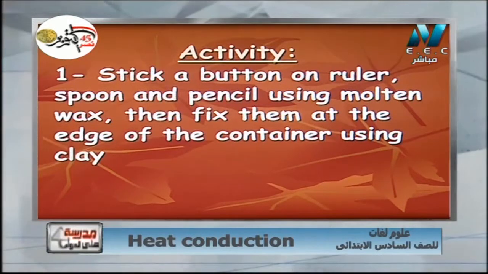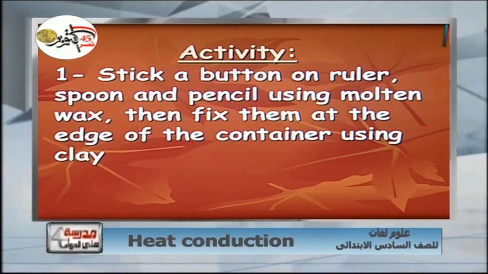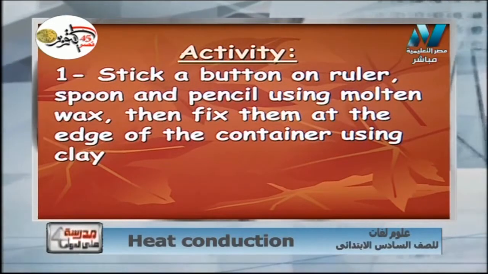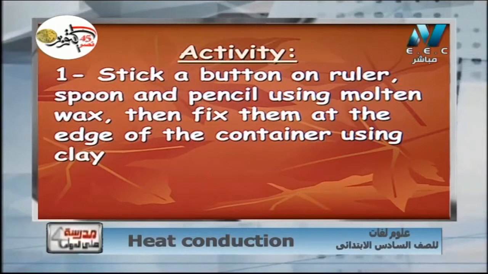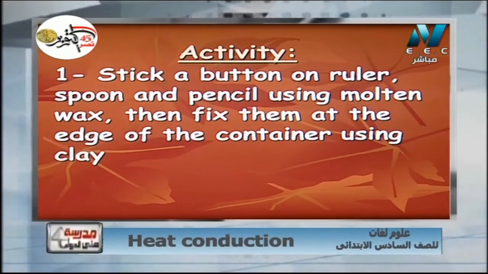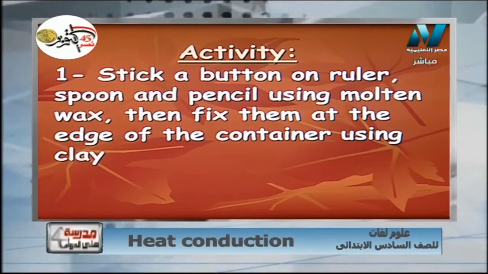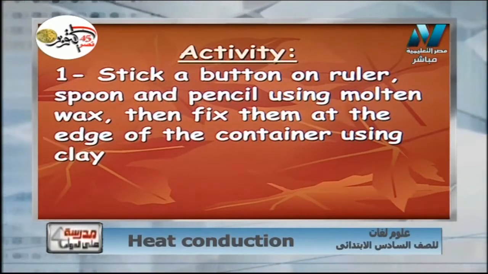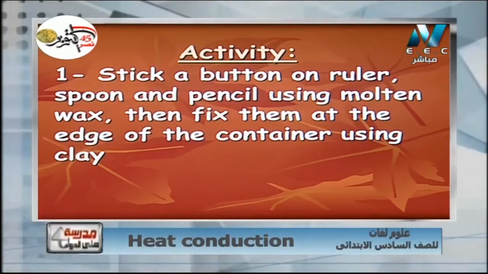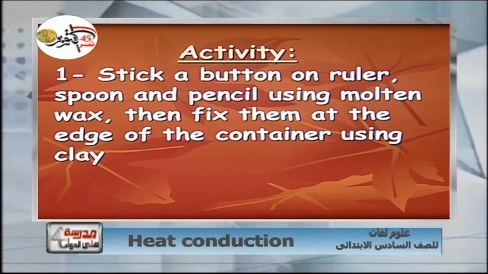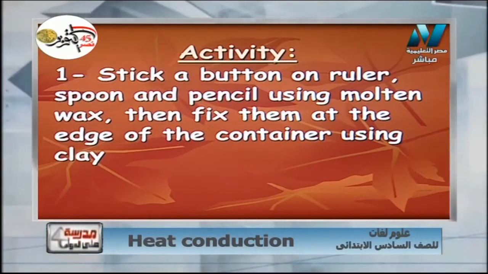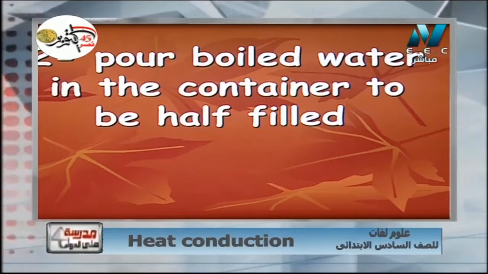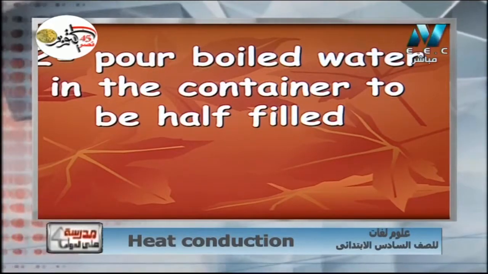The activity says: stick a button on a ruler, a spoon and a pencil. Here, instead of these three materials, we will use three spoons, one metal, one plastic, and the last one wood. Stick a button on each of them with wax, and put them in a container using clay to fix them. Number 2, pour very hot boiled water into the container until it is half filled.